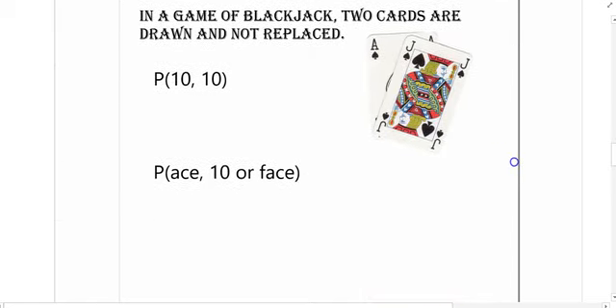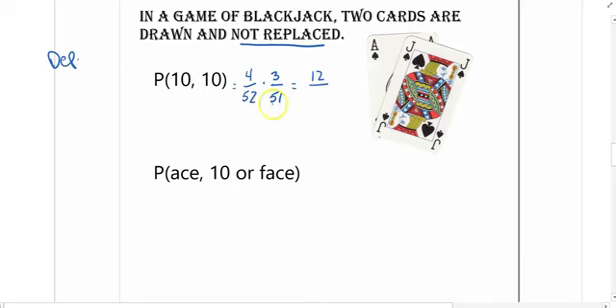So let's take a look at one with just 2 cards. So game of blackjack, 2 cards are drawn, not replaced. That's a key. That means these are dependent events. A 10-10. There are 4 10s, so 4 out of 52. Times, now we want another 10. Well, there aren't 4 10s. Now there's only 3 10s left in the deck, and there's only 51 cards left in the deck. So then it's going to be 4 times 3 is 12, and 52 times 51.